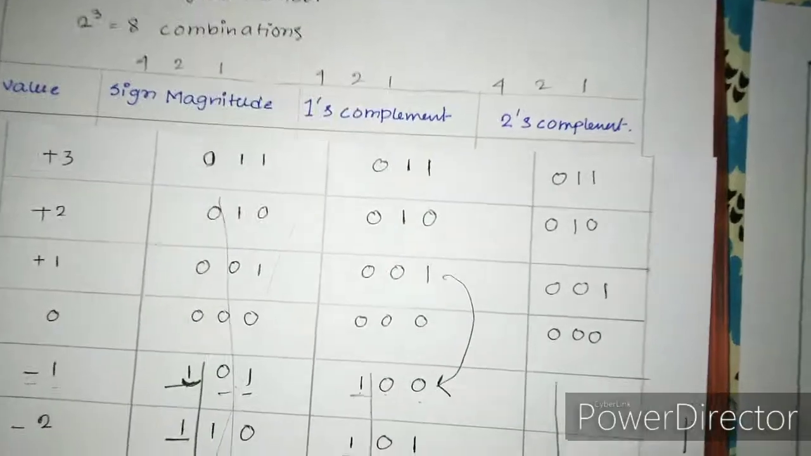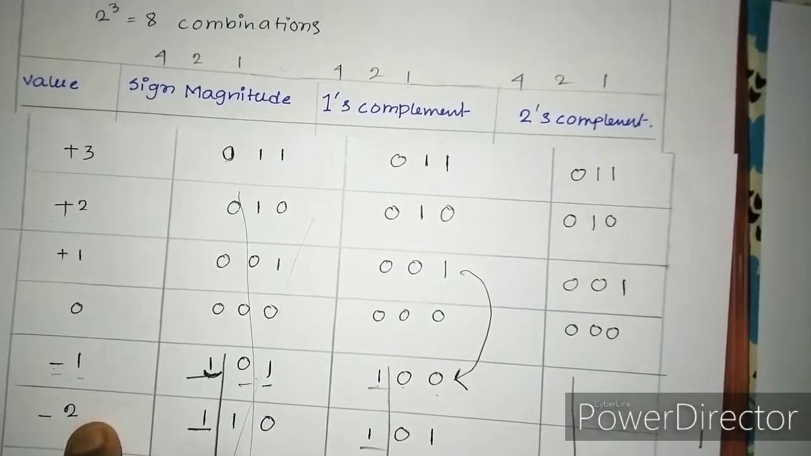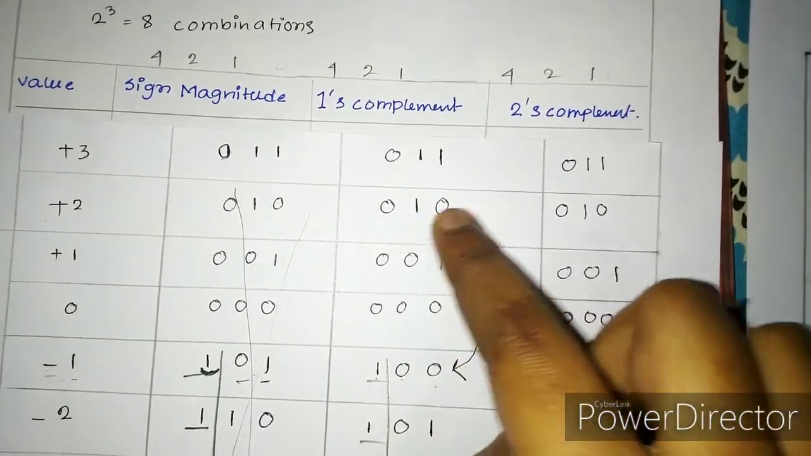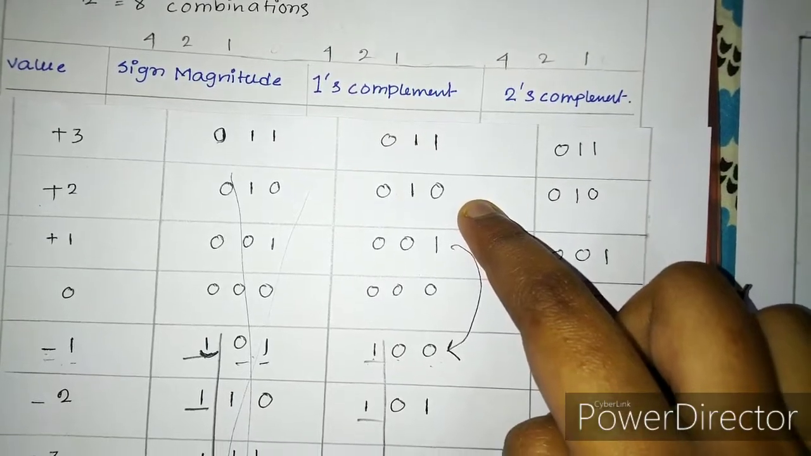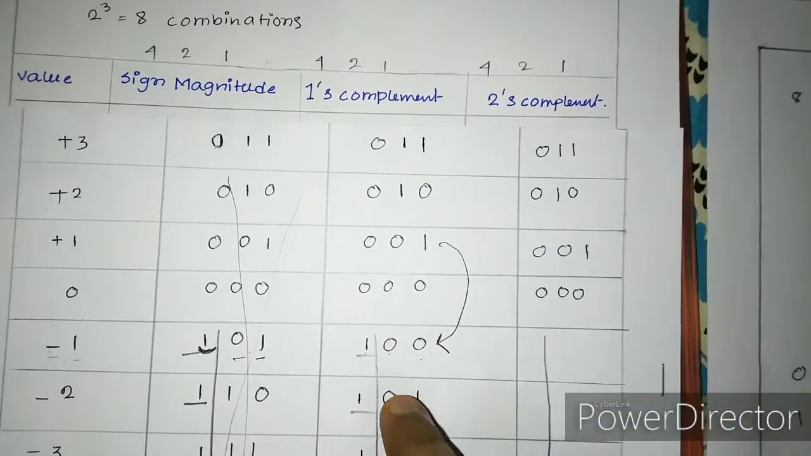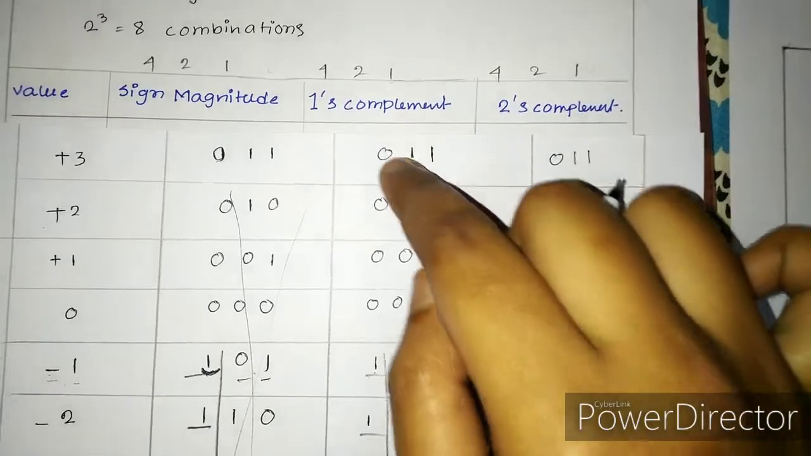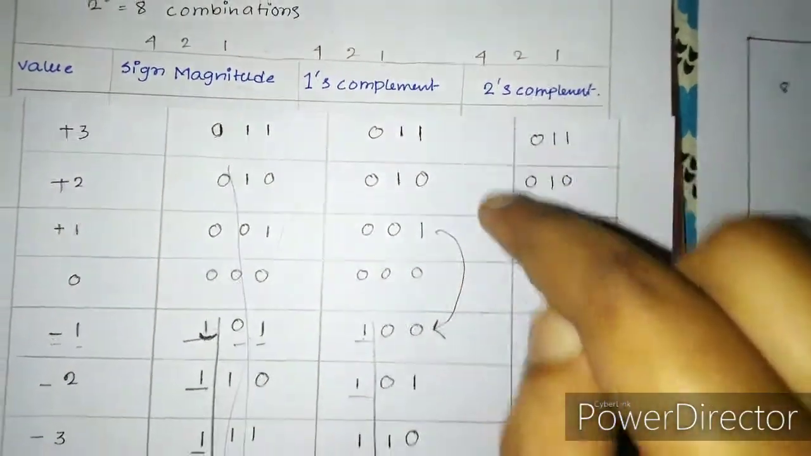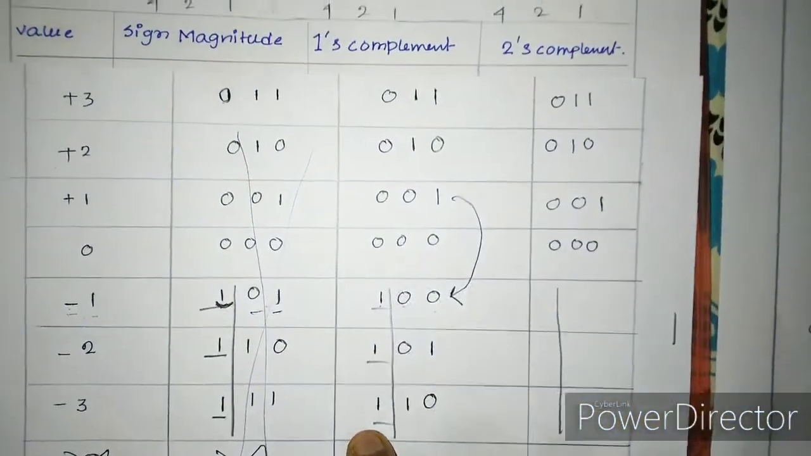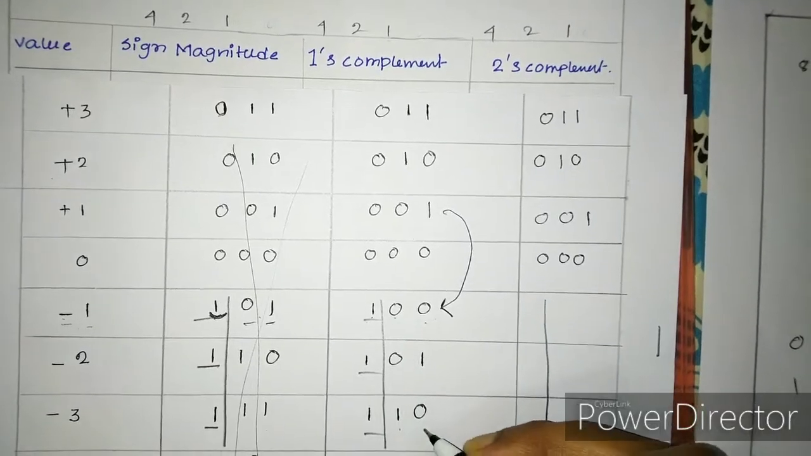Okay, let's have another example. For minus 2, plus 2 is 0 1 0. What will be the ones complement of this? 1 0 1. Plus 3 is 0 1 1. For minus 3, it will be 1 0 0.